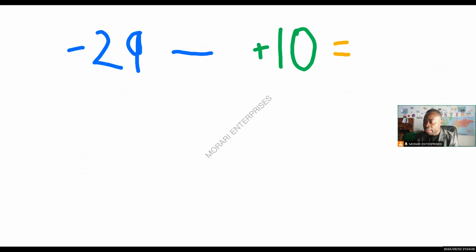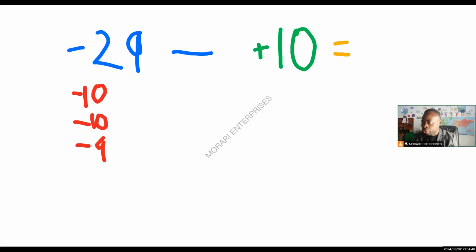Now, we know -29 is -20 and -9. You see, these are all the total negatives that we have. -20, -9, -29. Now, -20, we can break into -10 and another -10. Okay. Now, they ask us to remove +10, but we don't have +10 here.